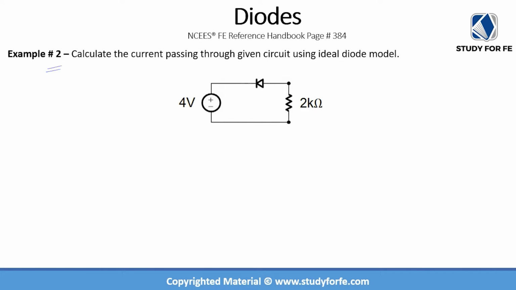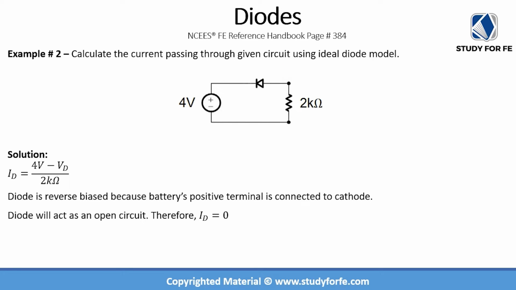Now example number 2, we are being asked to calculate the current passing through the given diode circuit using the ideal diode model. You would notice that in this case, the direction of the diode has been flipped. This flip has huge implications, because all of a sudden the positive terminal of the battery is now connected to the bar, which is the N-type region, and that basically means that this diode is now in reverse bias mode.